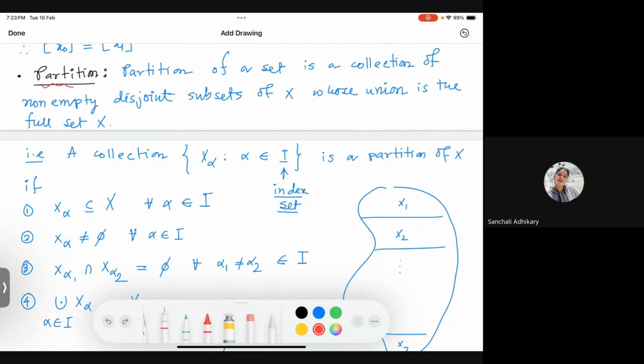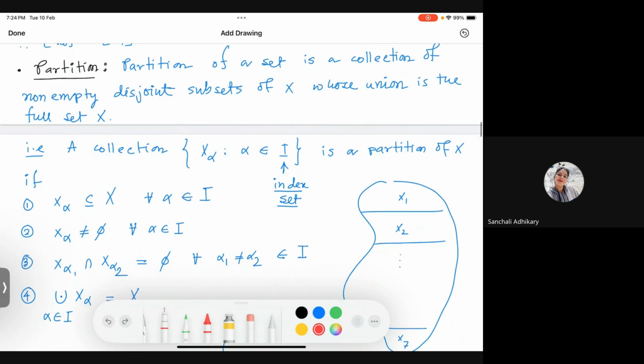So what is partition? Partition is a collection of sets. The collection may be countable, may be uncountable, may be finite. It depends on the index set I. If I is the set of natural numbers, it means the collection is countable. If I is a finite set, it means the collection is finite. If I is an uncountable set, then the collection is uncountable.